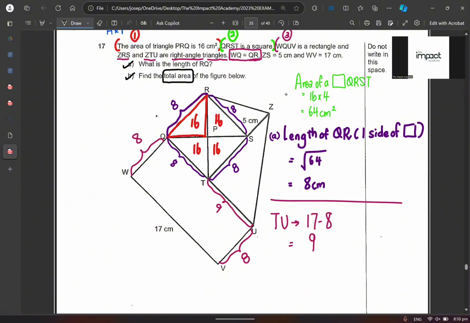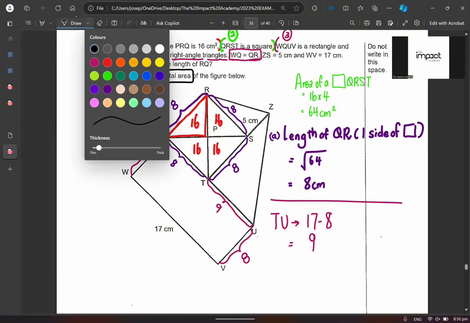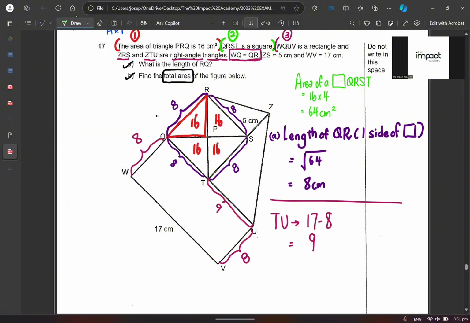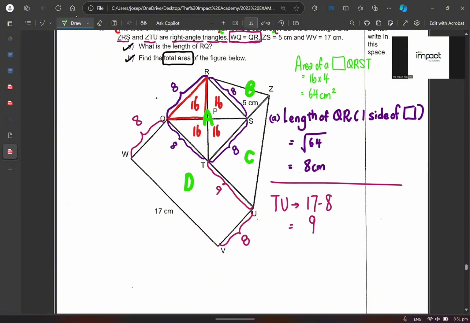So what is this figure made up of? It is made up of a few things. Number one, the square. The figure is also made up of a rectangle, a triangle over here, and another triangle over here. It is also made up of a rectangle. Teacher Joseph loves to always label them so that it's easier. Let's call this A. I'm also going to add in B, my C, and finally my D.